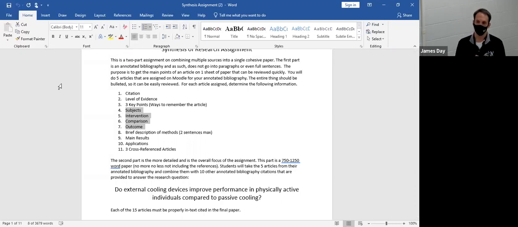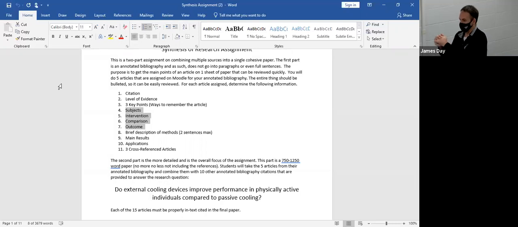Outcome. So when it says outcome, it really should be more like outcome of interest or something. This is not the results of the study. This is what they are comparing. So outcome in this evidence-based medicine is more like the outcome of interest, the outcome that they're measuring, whatever they're measuring.